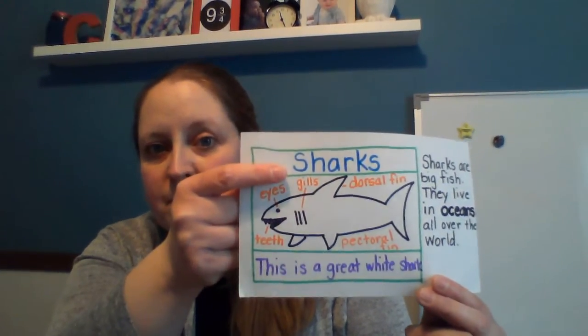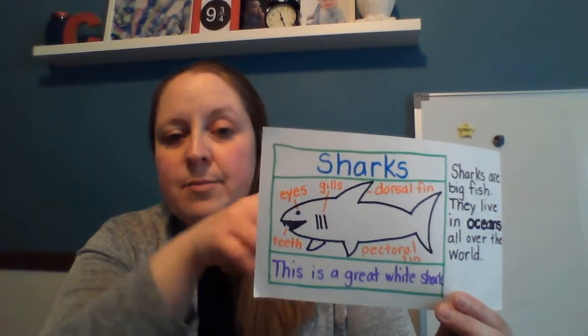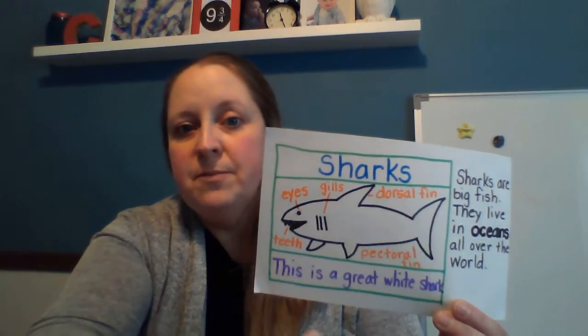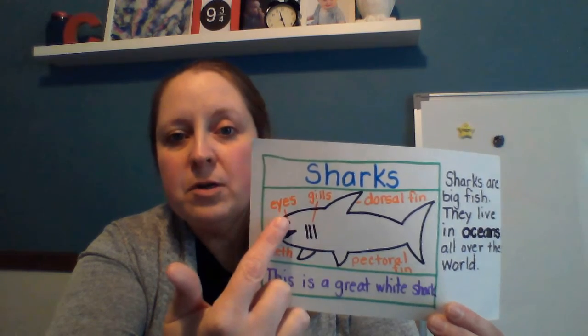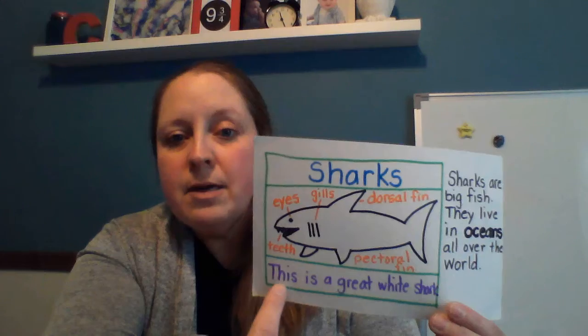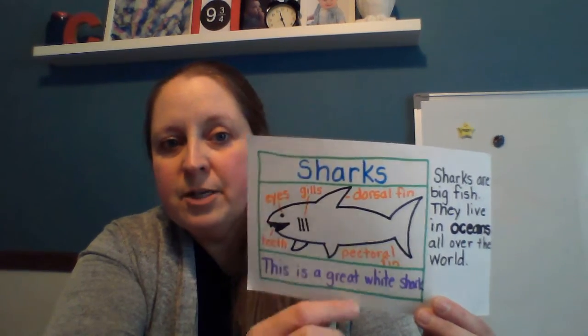So this blue word where it says sharks is a heading. It tells what the whole section is going to be about. And then we've got the diagram, which is this picture. And you can see that it has labels inside, words pointing out different parts of the picture. In purple down here, it has a caption that tells about the picture.